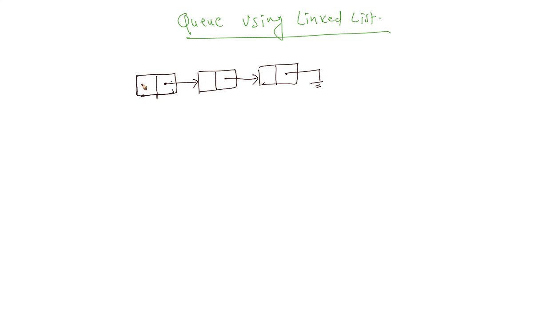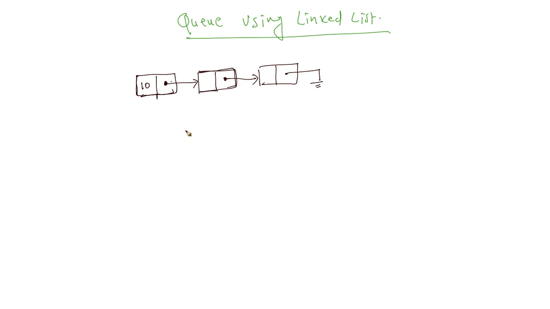In a node I have two parts. One is the data part and the other is the pointer part. In this pointer I'll store the address of the next node in the linked list. So I will store the memory address of this node in here. That's why this arrow indicates that I am storing the address of this node here. Similarly, here also I am storing the address of the next node, and there is no next node here. That's why this pointer is null. Right? Now this is a linked list.